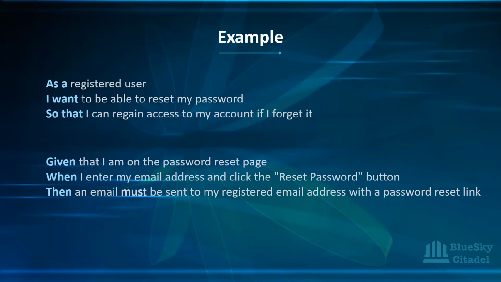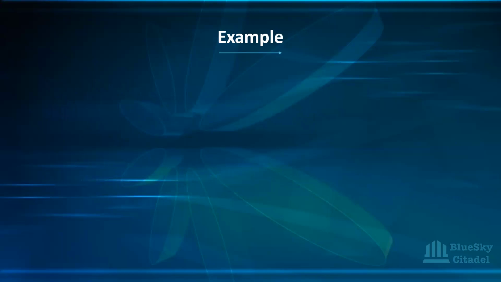It's an order. It's a direct instruction that this email must be sent. Not should, not maybe, not might. It must be sent. So that's how we go from good, better to best when it comes to effective user stories. Let's continue with the journey.